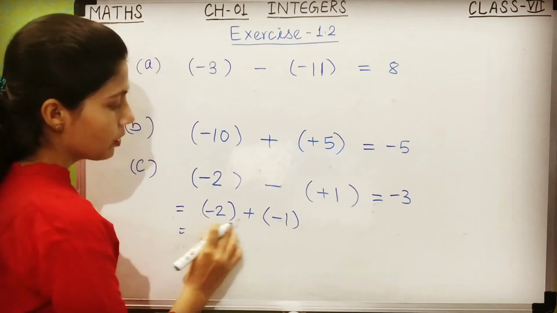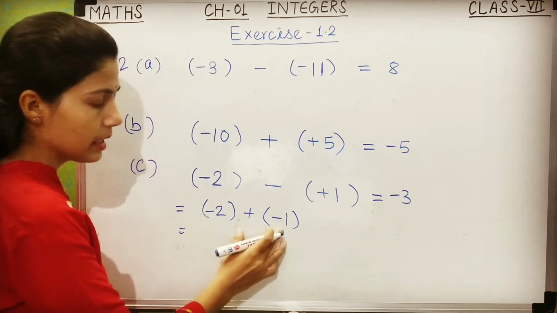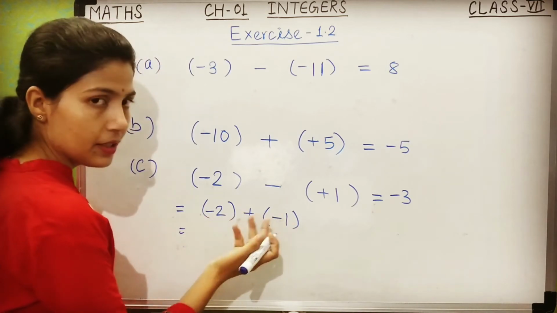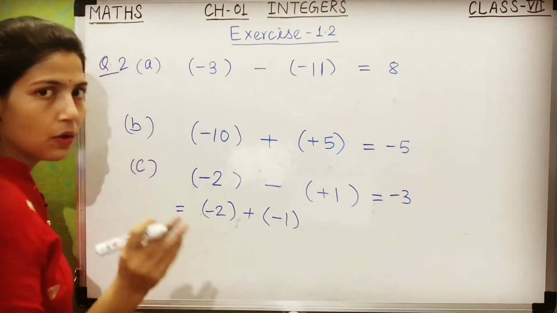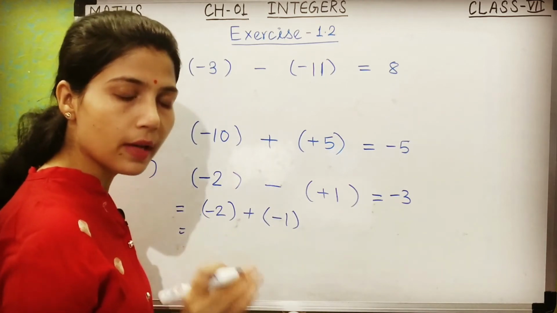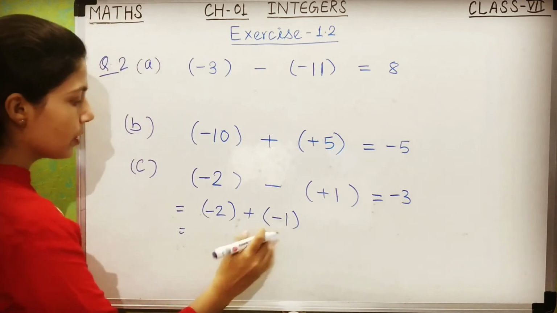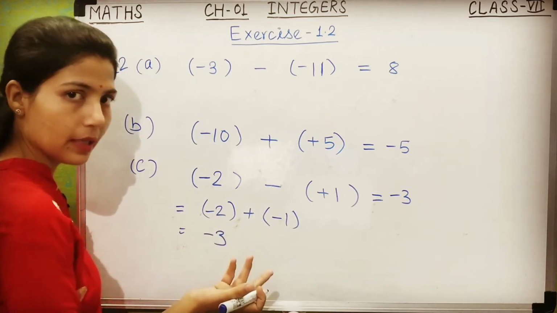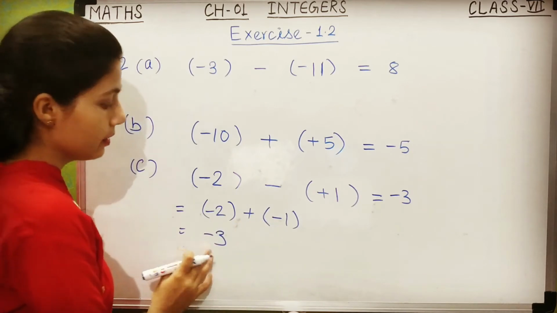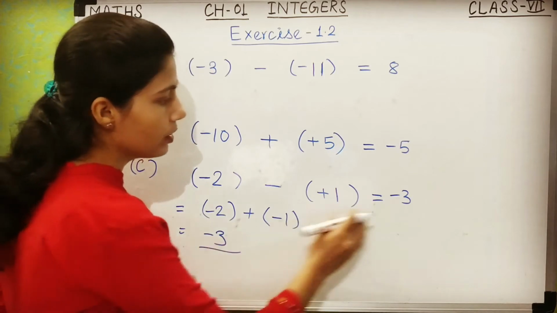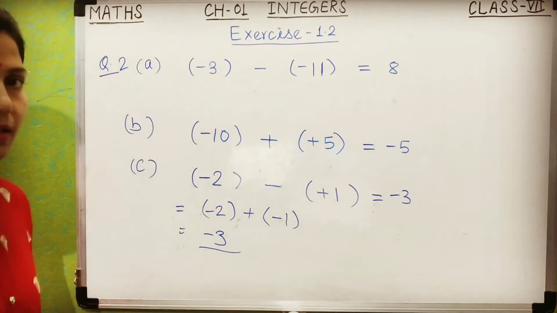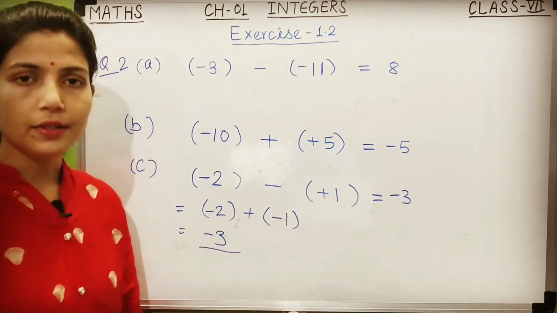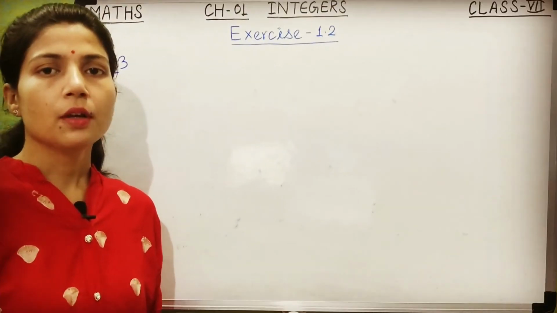Now see, both are negative integers and there is addition sign between them. So you will do here what? Addition, because both are negative. In case both are positive and in case both are negative, you have to add the numbers. So 2 + 1 is what? 3, and the sign will be minus because both are negative integers, so you have to put negative sign. So you can check here, answer -3. In result we also get -3. So we have chosen the correct integers. Now question number 3.